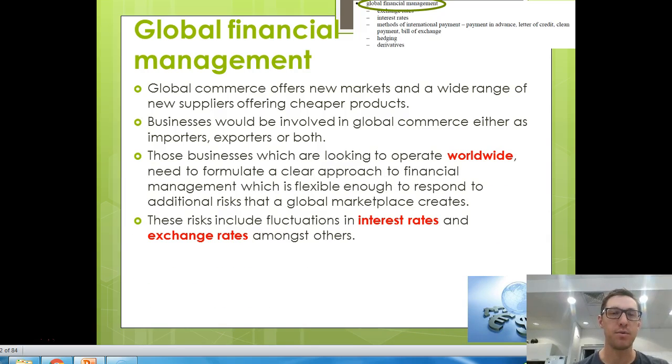Interest rates and exchange rates really are the two of the biggest challenges in terms of global financial management, because both of those are constantly changing, and particularly for a business like Qantas that's dealing significantly overseas and is constantly having to change its currency back to Australian dollars, that provides a really tough challenge, and one that needs to be consistently managed and appropriately managed so the business can achieve the profits that it is hoping to achieve.